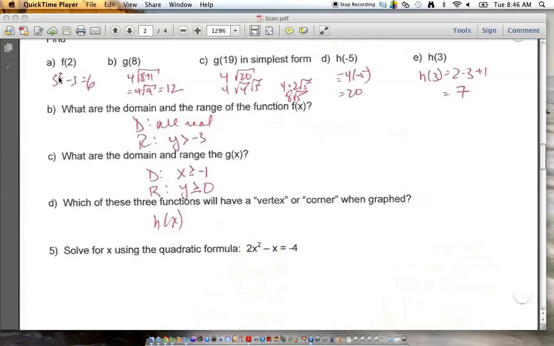Function f. There's no limitations for the domain. You just plug it in. Okay? The range, it's got to be greater than or equal to negative 3. And you could just look on your calculator and you would see that. Or greater than negative 3, not or equal to.